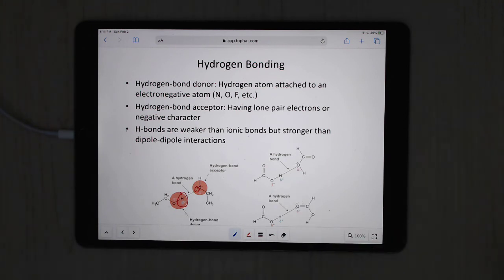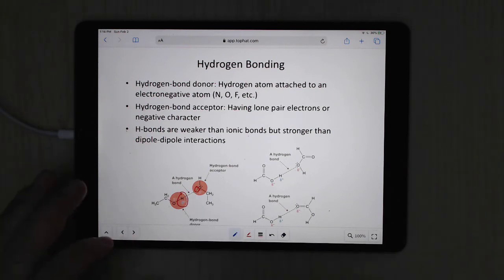It's stronger than a normal dipole bond. It's not as strong as an ionic bond, but it's much stronger than a normal dipole-dipole bond. And so you've got a hydrogen bond donor, which means it has a hydrogen that it can give to make the hydrogen bond. And then the acceptor is the one that has the lone pairs. It's going to accept that hydrogen to make this polar covalent bond.